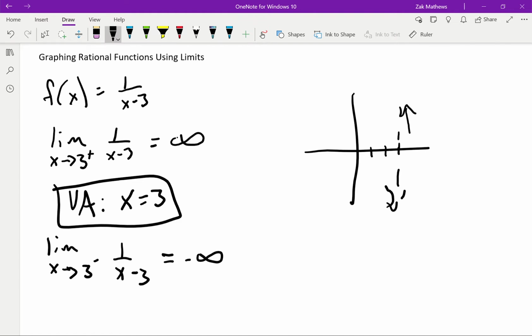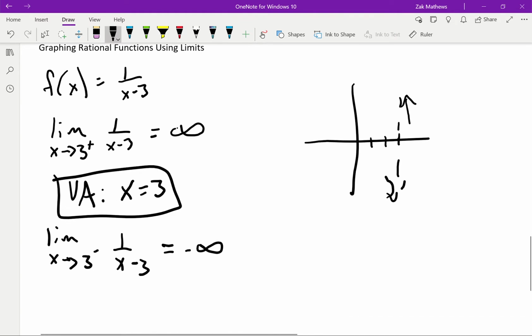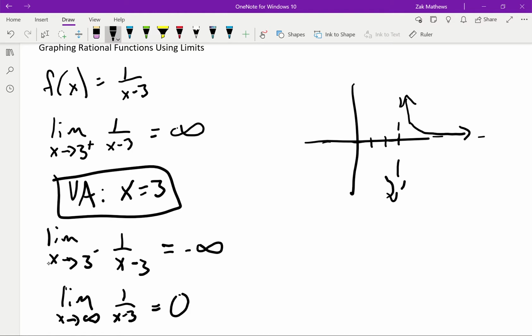The other thing I might want to find is my horizontal asymptote. To do that, I'm going to look at the limit as x goes to infinity. As x is going to infinity here, this thing is going to 0. So we know that 0 is a horizontal asymptote, so we can complete our graph like so.